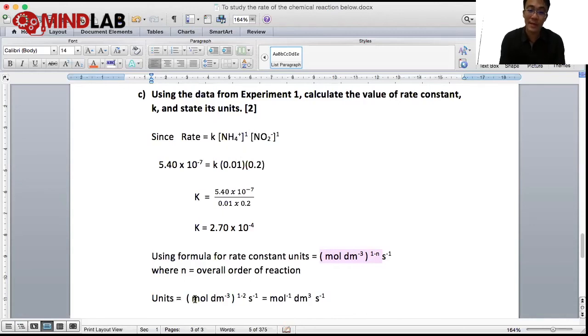So we can determine the units of the rate constant. That will be bracket mole dm to the power minus 3, power of 1 minus 2, which is the n, s to the power minus 1. So we have mole, which is 1 times power of minus 1, so 1 times minus 1 is minus 1. So mole to the power minus 1. dm cubed, because minus 3 times minus 1. So we have mole to the power minus 1 dm cubed s to the power minus 1. So that's all for the units.